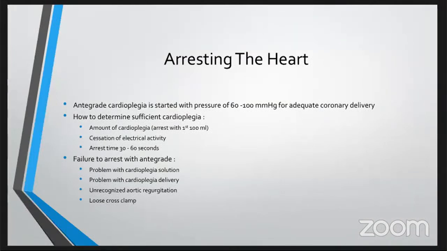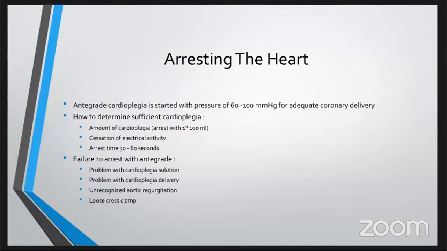For arresting the heart, antegrade cardioplegia is started with a pressure of 60 to 100 mmHg for adequate coronary delivery. So how do we determine that we have sufficient cardioplegia? Usually, the arrest will happen with the first 100 ml infused, and we'll notice a cessation of electrical activity, and the arrest time with the antegrade technique is usually within 30 to 60 seconds.